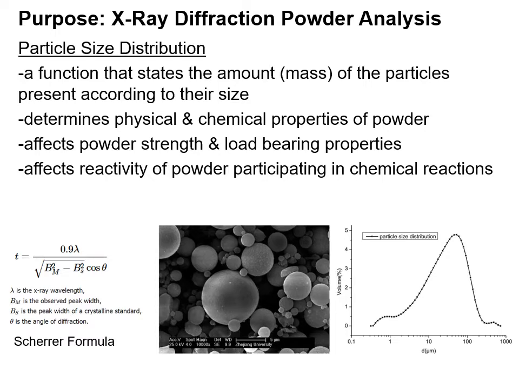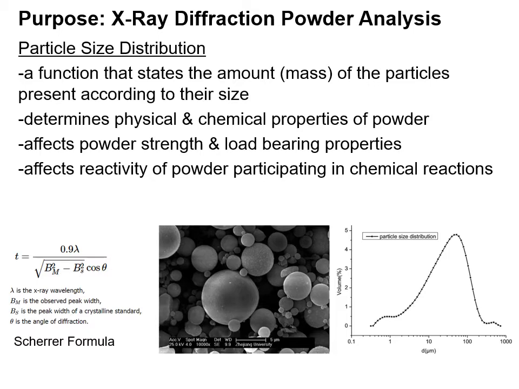Particle size distribution determines the chemical and physical properties of that powder, and all these physical and chemical properties of that powder do have a standard, so we are checking against a standard. It affects the powder strength, it affects the load-bearing properties, and it affects chemical reactions. Here in your bottom left, you see your particle size distribution formula, your wavelength, angle of incidence, and your peaks.